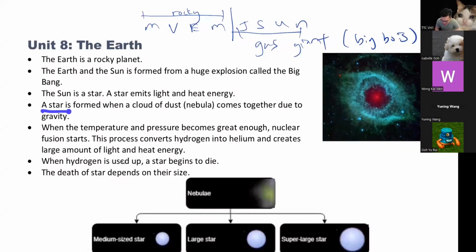So a star is formed when a cloud of dust, we call it a nebula, comes together due to gravity. A cloud of dust is called a nebula. When they come together, there will be gravity, gravity, gravity, pop, fire. Star.